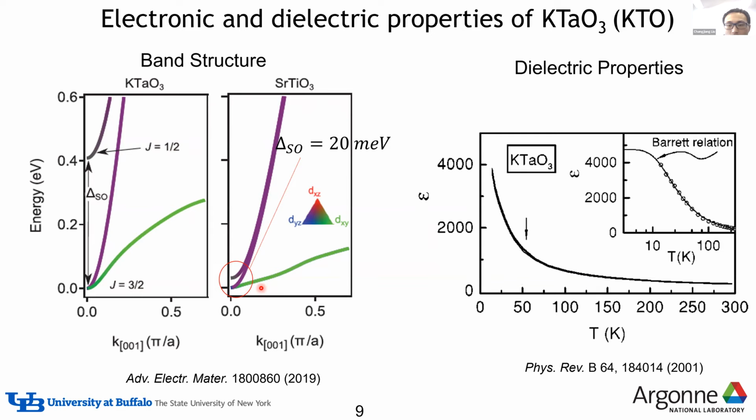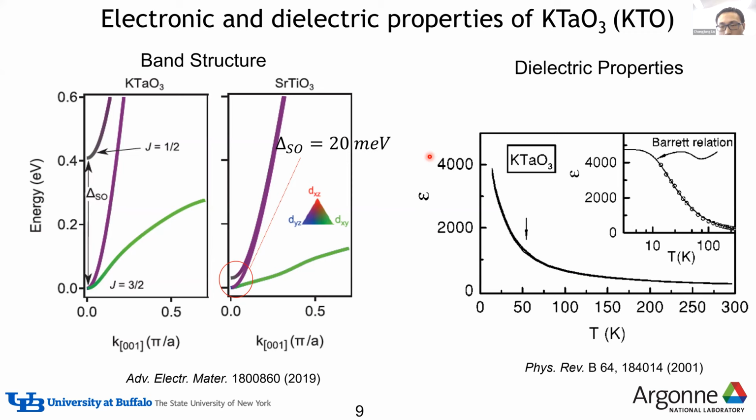Besides that, KTO also has a quite large dielectric constant. For example, the dielectric constant can increase to about 4500 as you lower the temperature. So this property is also very similar to STO.